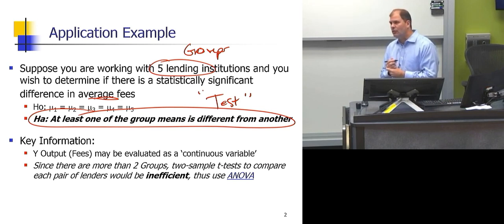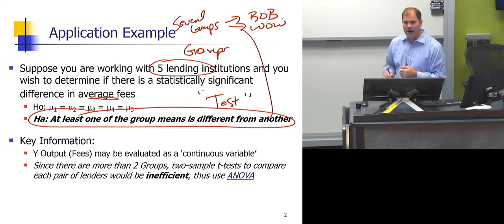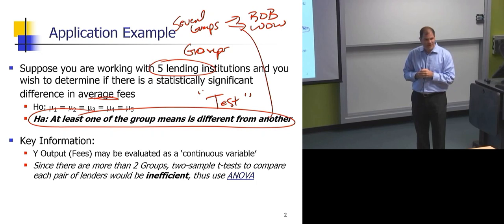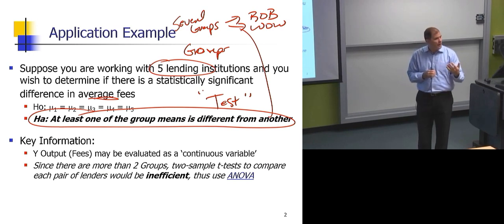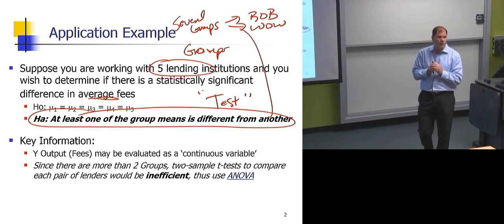Oftentimes we do this to identify, for example, if we have several groups, sometimes we want to figure out who is Bob and who is Wow. Who is Bob, by the way? Bob is who? Not your friend, best of best, right? And Wow would be worst of worst. So a lot of times when we have several groups, we're trying to figure out which among these is the benchmark, the better one or two, which one of these is underperforming. Both of these can be quite useful to know.